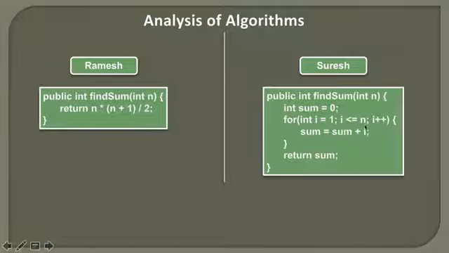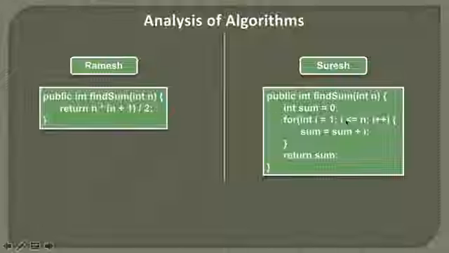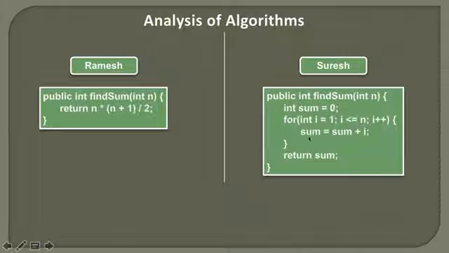So i becomes 6. Now you can see 6 is not less than or equal to 5. So this for loop terminates. And whatever value we have in sum, we simply return. So the value of sum is 15. So we simply return 15. So friends, these are the two algorithms which can solve our problem of finding the sum of the first n natural numbers.